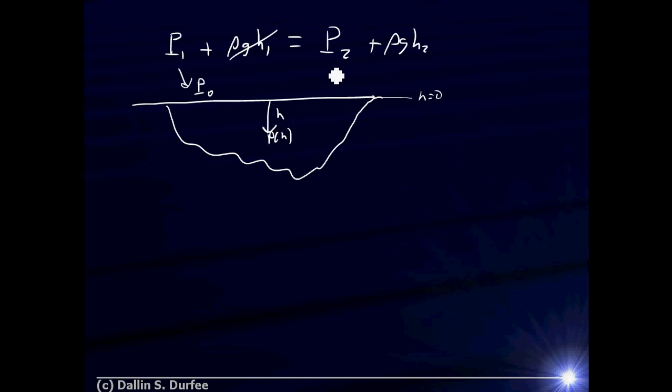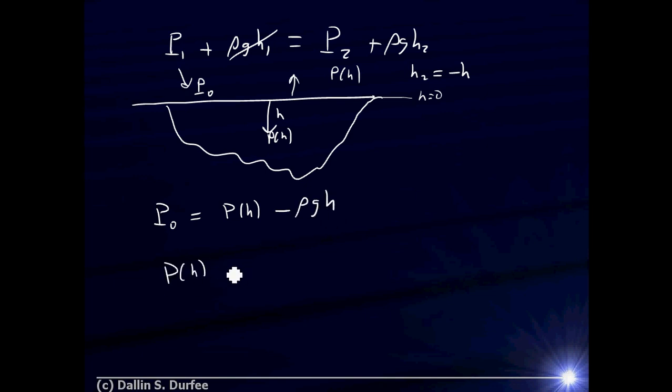Pressure 2 is the pressure some depth below, and h2, right, normally h goes up when we move up, all right, and now we're having h increase as we go down, so h2 is going to be minus the depth below the surface, and so our equation becomes P naught is equal to pressure at some depth h minus rho g h. Move this to the other side, and we get then the pressure below the lake is just atmospheric pressure plus rho g h. We saw this result before, right?